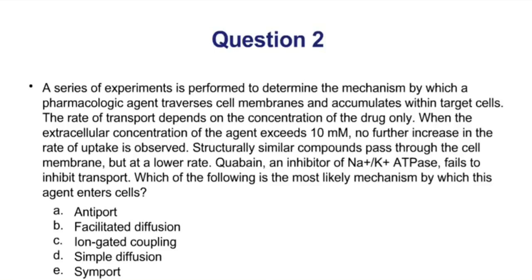The second part of this question addresses an inhibitor of sodium-potassium ATPase. When we stop ATP production, notice that it fails to inhibit the transport of this drug. That means the system in this case doesn't involve energy, so it's not active transport. That means you've decided it's saturable and it does not involve energy. Of course, the correct answer here, choice B, facilitated diffusion.